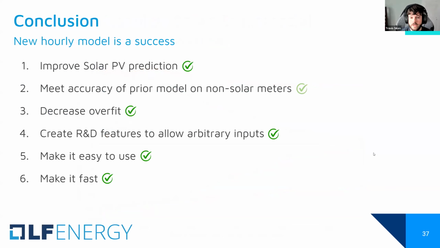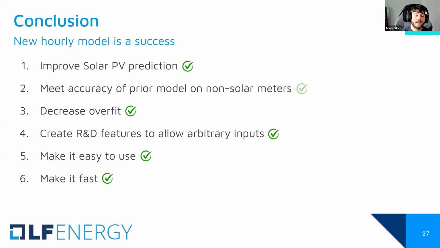So overall, we believe that the new hourly model is a success. We have improved solar PV prediction with no caveats. We have met the accuracy of the prior model on non-solar meters. There is a slight caveat here in which there is a slight difference on weekends versus weekdays, which I didn't get a whole lot of time to go into detail on, but we are slightly worse during weekends, though we're better or equal on weekdays.